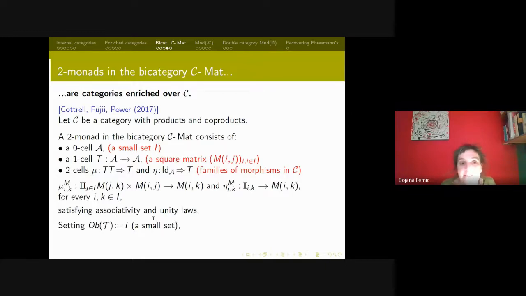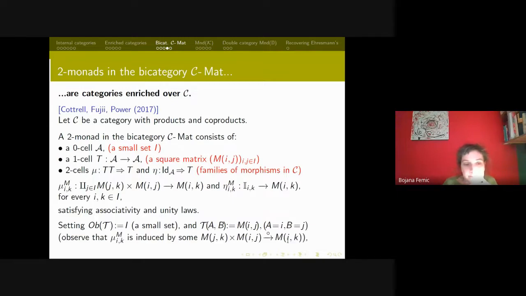Now to recover a category which is enriched over C, well, we take this small set I to be the set of objects of some tau that we want to be enriched. Then we set tau(A,B) to be precisely M_ij, then it is obvious, this identification between A, B and i, j. And observe that these families of mu's, I mean, one mu given on a coproduct is actually given by another morphism that here I denote by the circle, right? From M_jk, M_ij into M_ik.